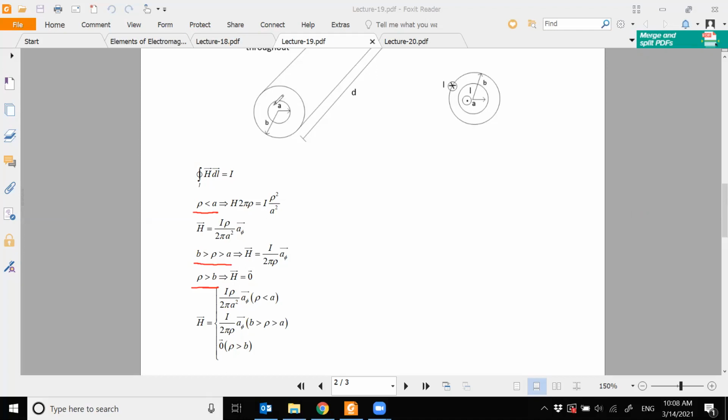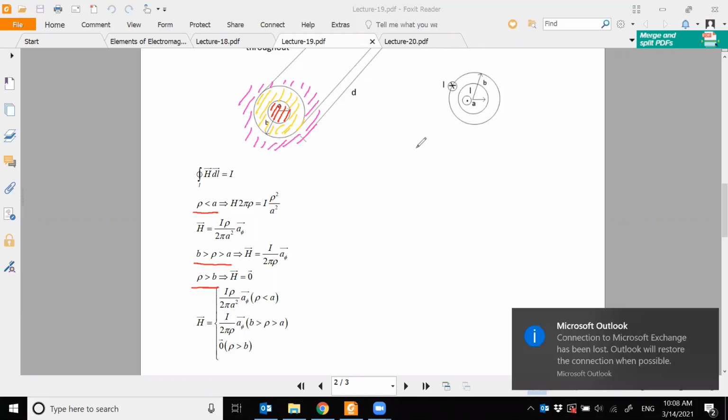So this is the region where rho is less than A, right? This is the region where rho is between A and B. And this is the region where rho is greater than B. So how do you find the magnetic field? Again, use Ampere's law and do it.